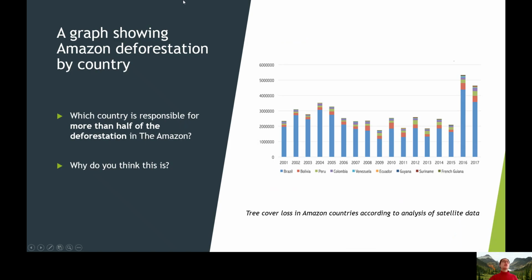Here is a graph showing Amazon deforestation country by country. So we see here, these different colors on the bar graph represent different countries. And we can see on the x-axis each year how much deforestation is happening. Question: which country is responsible for more than half of the deforestation of the Amazon? Which country is responsible for the most of the deforestation in the Amazon? Pause this video now and study the graph, and please write down your answer.